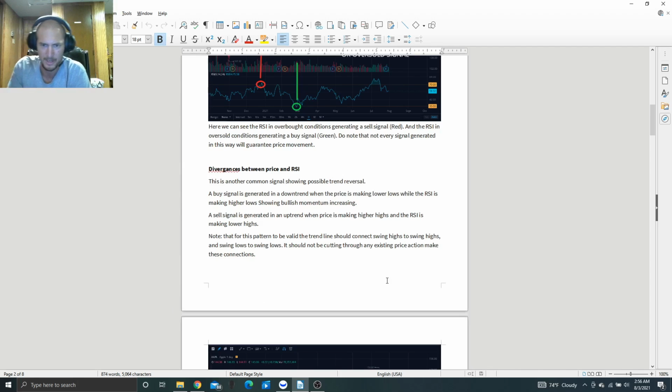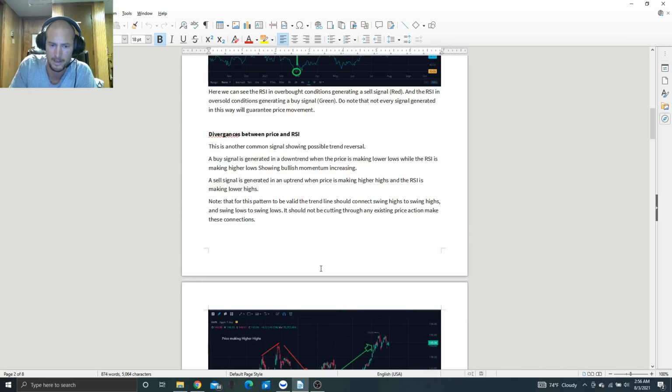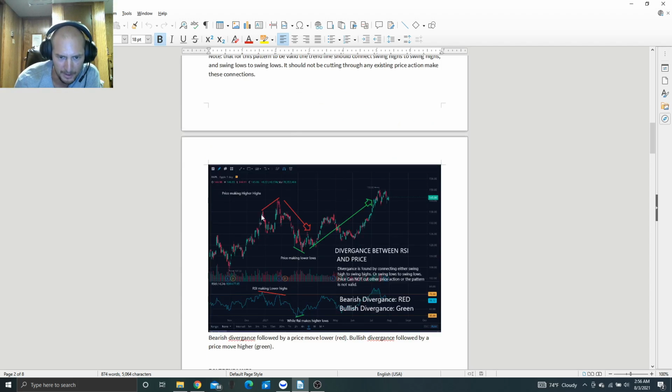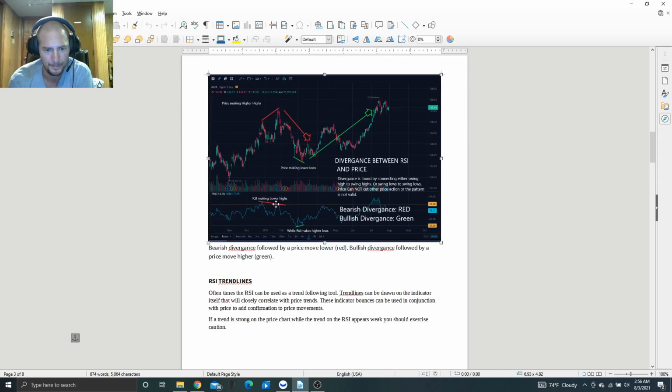And we'll go over some examples, like I said, once we get through these slides. So here you can see a swing high and a swing high we've connected, and then the same swing high to swing high on the RSI we've connected is making lower highs while the price is making higher highs, and soon after the price moves down. And then same thing here, the price is making lower highs while the RSI is making higher highs, and then soon after the price makes a nice move upwards.